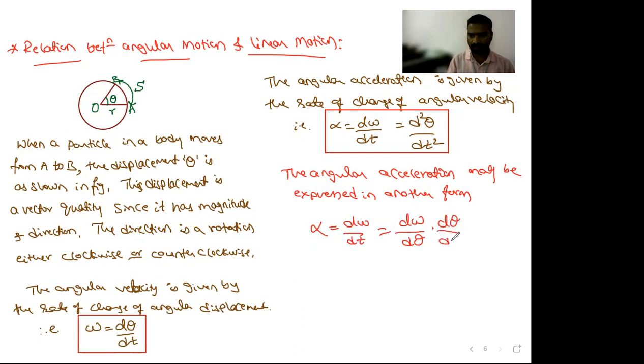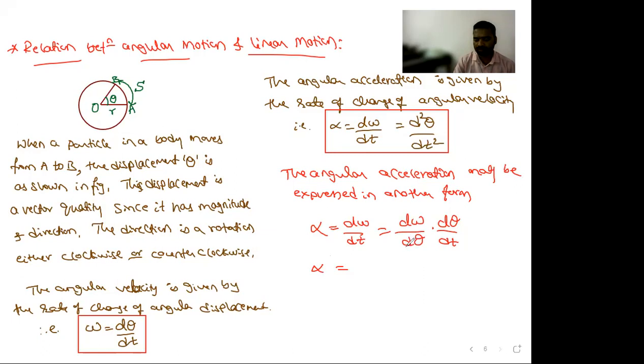Is it correct? By chain rule, d omega by dt is equal to d omega by d theta into d theta by dt. Is it correct, all of you? Yes or no? Yes, sir. Then alpha as it is.